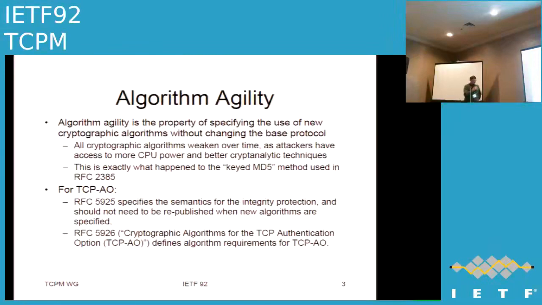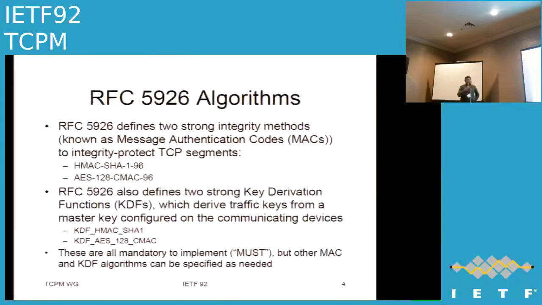So TCP/AO, when it was specified, is actually 2 documents. 5925 is the method of how you do TCP/AO, and 5926 defines the cryptographic algorithms. Next, please. 5926 currently has 2 algorithms for integrity protection: HMAC SHA and AES 128 CMAC, which is a way of using AES to produce an integrity tag. There's no encryption involved. And also because TCP/AO decided to start with a master key and generate a new session or traffic key for every TCP session, we need a key derivation function to compute the traffic keys, and so those are also defined in this. And these are all must algorithms because it was determined at the time that we should have 2 in case we don't trust one anymore.